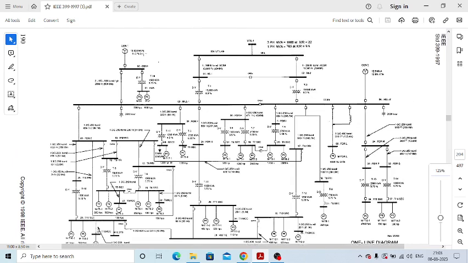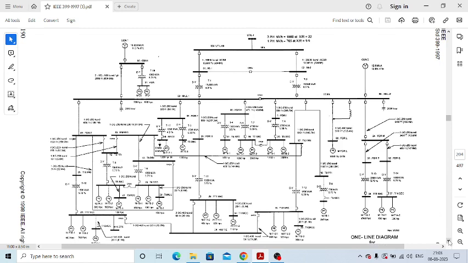Okay, this will be the typical single line diagram. They have given an example in this standard. In the US they call this diagram a one line diagram, but some other people call it a single line diagram. Mostly here in India, people use the terminology single line diagram. So this is the typical single line diagram.